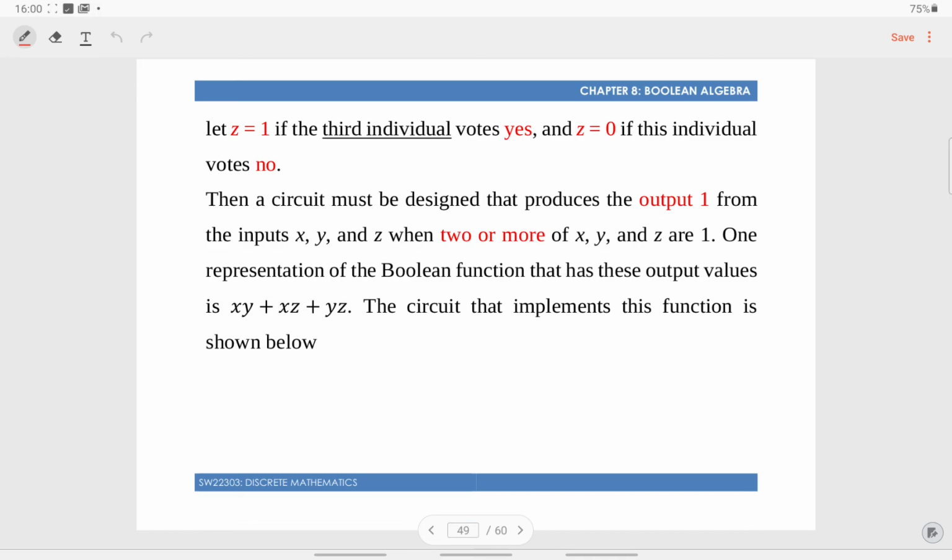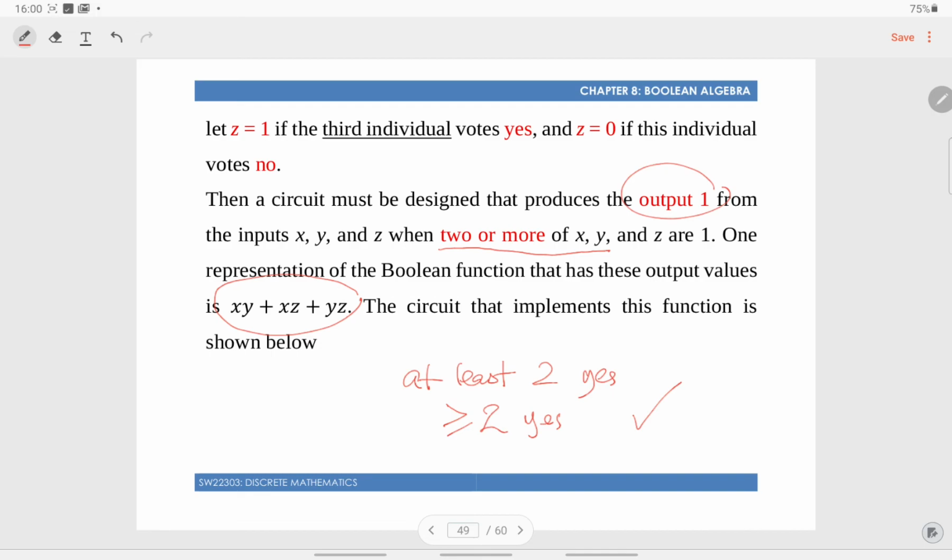Then a circuit must be designed that produces the output 1 from the inputs X, Y, and Z when 2 or more, because it said at least 2 yeses, so that means greater than or equal to, then it is a pass, of x, y, and z are equal to 1. One representation of the Boolean function that has 3 input values is x times y plus x times z plus y times z. So this is the expression that can represent this situation.